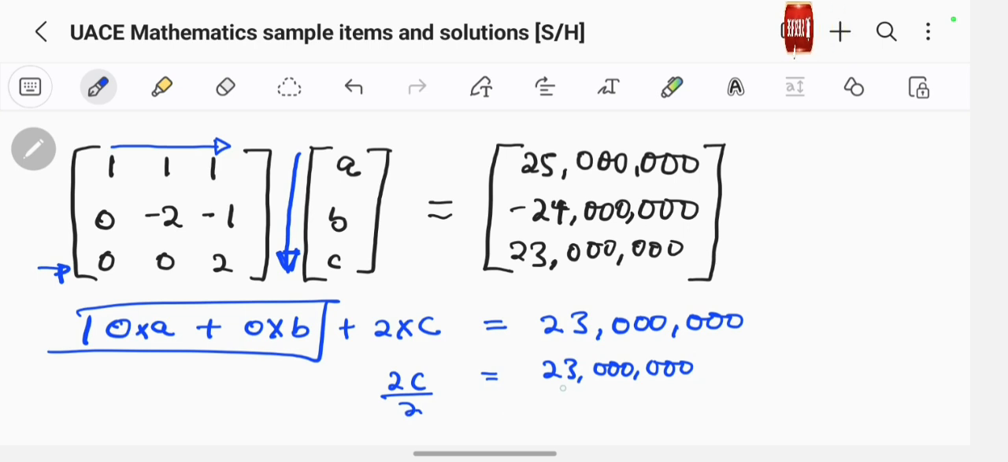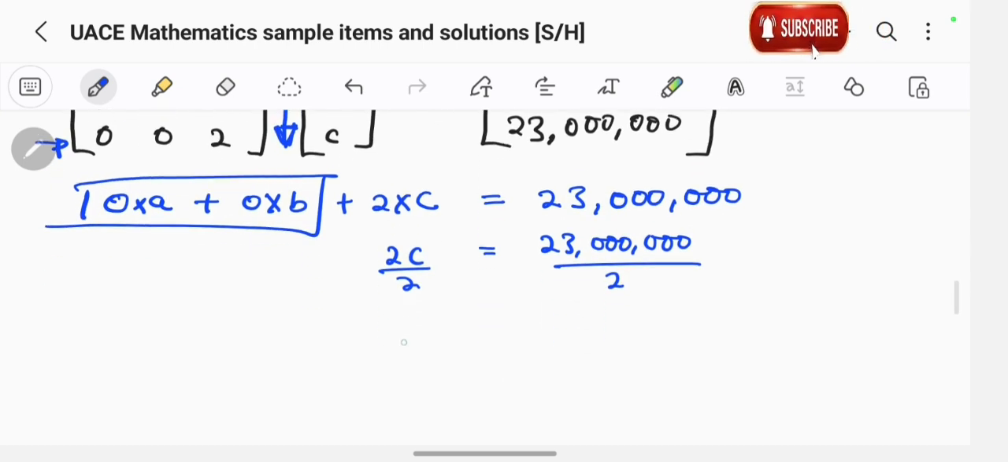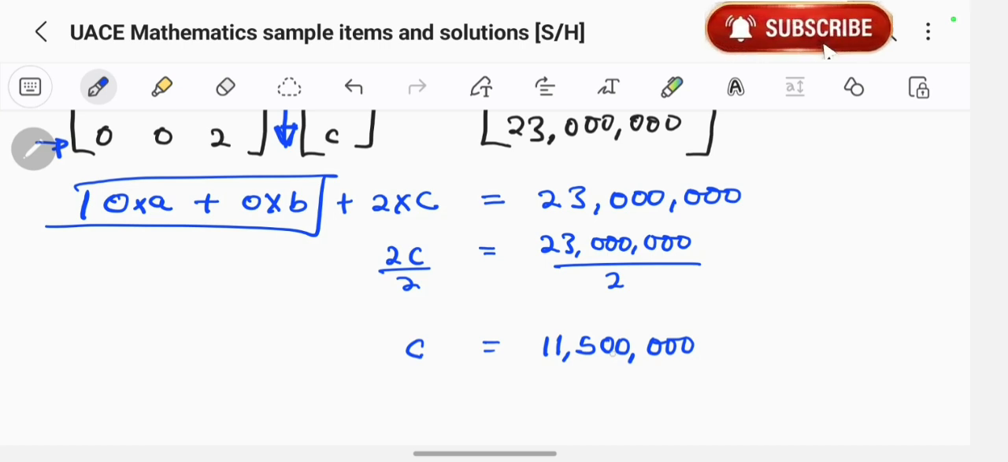Then divide by 2. Divide by 2 there. I remain with 23 divided by 2. It's going to give us 11,500. Yeah, that is it. 11,500,000 shillings.